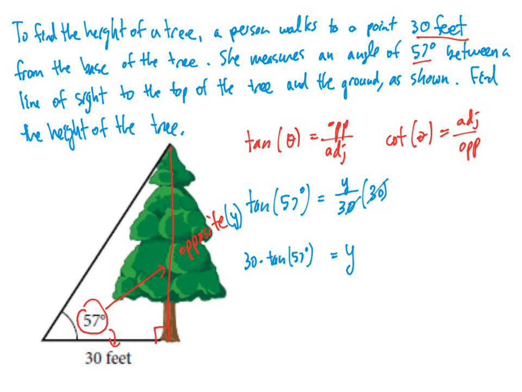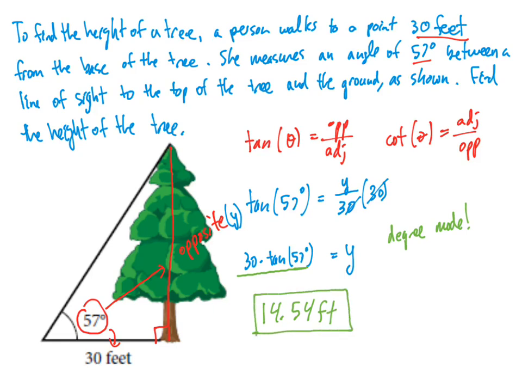So you're going to need to punch this into the calculator. Remember, make sure you use degree mode here because this angle, 57 degrees, is in degrees. You probably had the calculator already in degrees from the previous question, but it's good to check that. So punching in tangent of 57 degrees into the calculator, and then multiplying by 30, you can actually just enter all of this at once into the calculator, and we end up with about 14.54 feet for the height of the tree. And that's it.